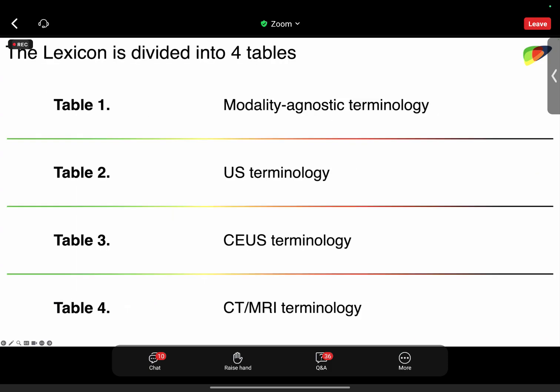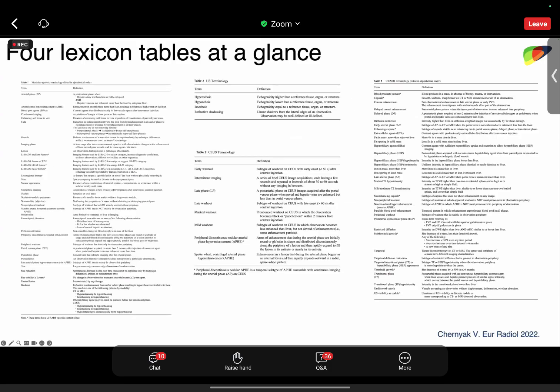The lexicon is currently divided into 4 tables. The first one is modality agnostic, and the others pertain to specific imaging modalities. Here is a screen capture of the definitions themselves without the general comments and LI-RADS specific comments. So you can see that at a glance, it's very brief. It's about a 15-minute read, and it's a worthwhile investment of your time.